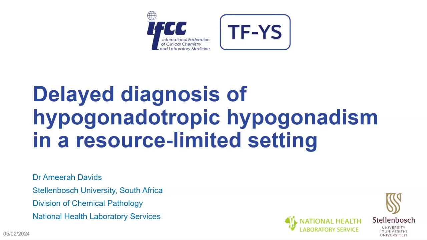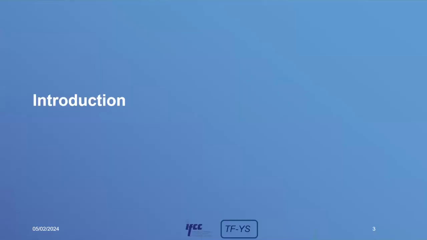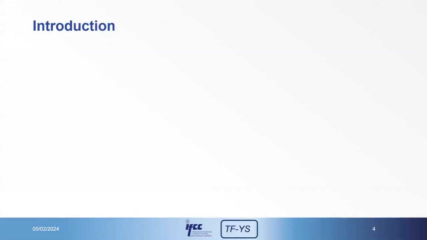So the outline for my talk: I'll start this case presentation with an introduction to puberty, followed by the case presentation and the role of the laboratory in delineating the underlying pathology. I'll then follow with a discussion regarding the workup of delayed puberty, and then end off with the conclusion and some take-home messages. So starting off with our introduction, this case presentation revolves around a patient presenting with a complaint of delayed puberty. So I'll start off this presentation with a brief overview of this clinical presentation.